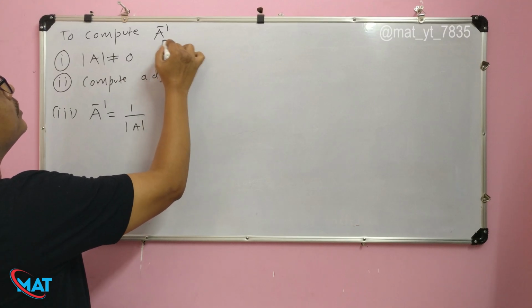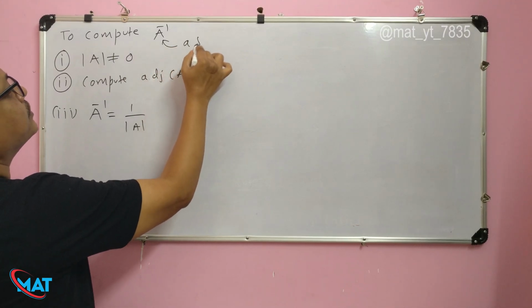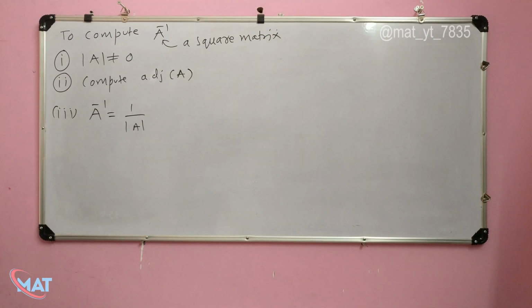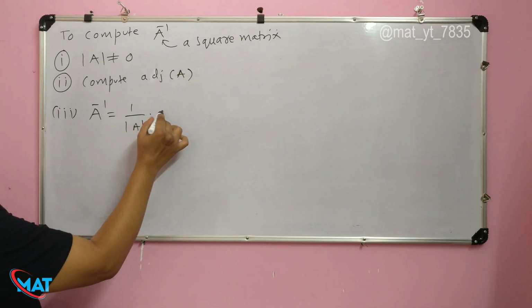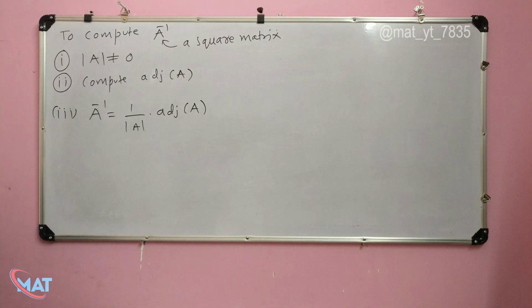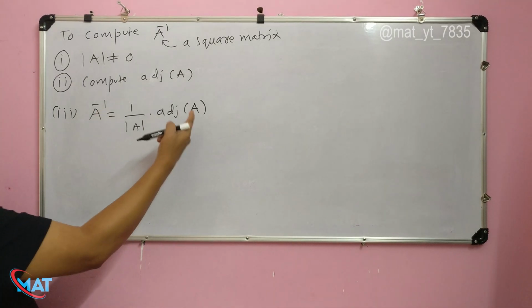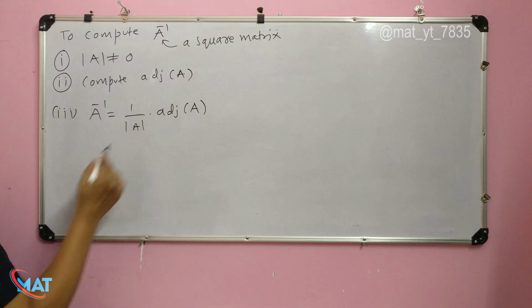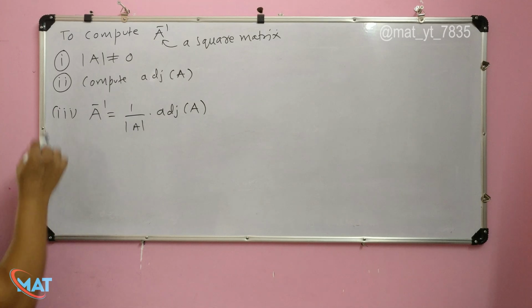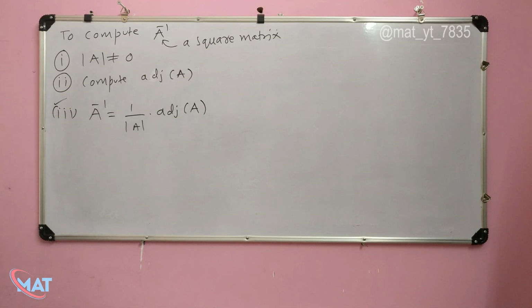Make sure that this matrix A is always a square matrix. A square matrix only. 1 by det A into whatever the adjoint matrix you got. Just you have to multiply. It's a pure number, it's a matrix. So this is the way to find out A inverse, or the multiplicative inverse, the third stage. Let us work out a problem based on these three steps.